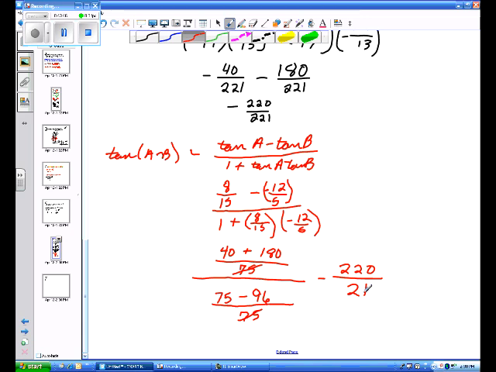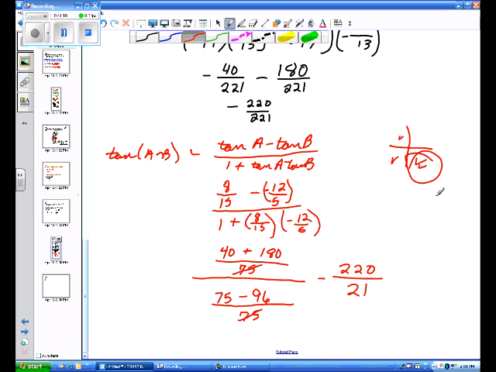220/21. So again, if I wanted to decide what quadrant I was in, the sign was negative. The sign of the difference was negative, which means I was in the third or the fourth. My tangent was negative, so that's in the second or the fourth. So that means I'm in the fourth quadrant for A minus B. But it's just using our triangles and our formulas to expand them.